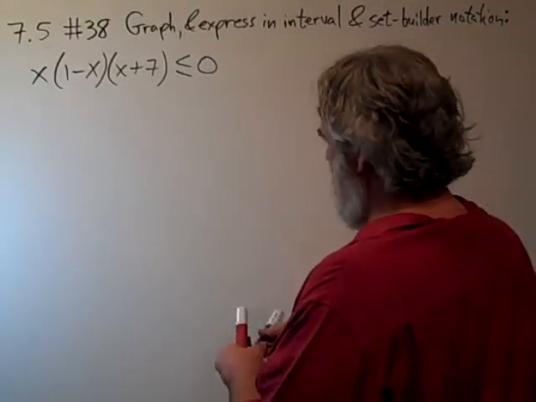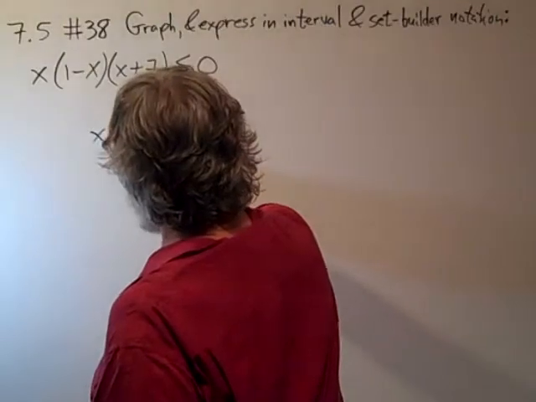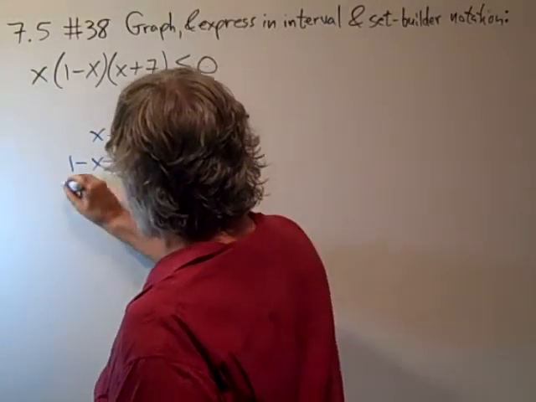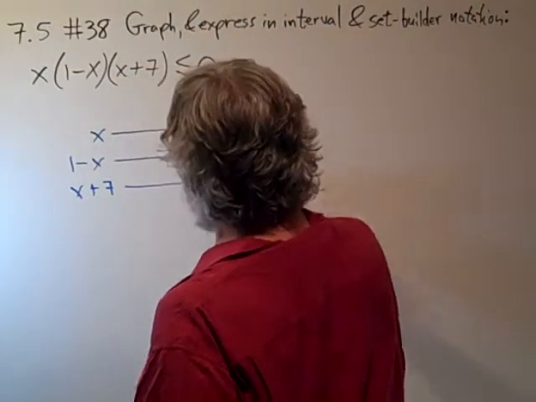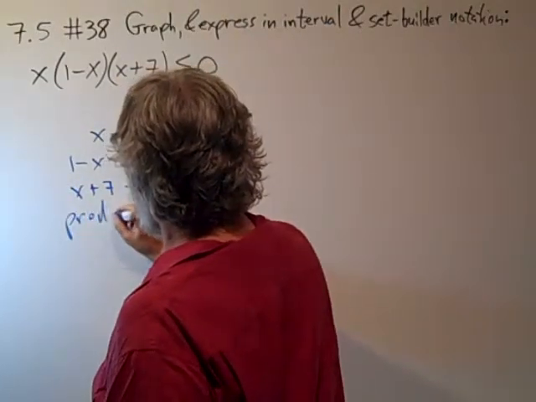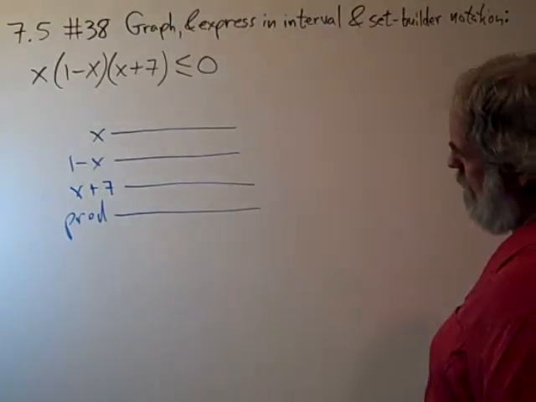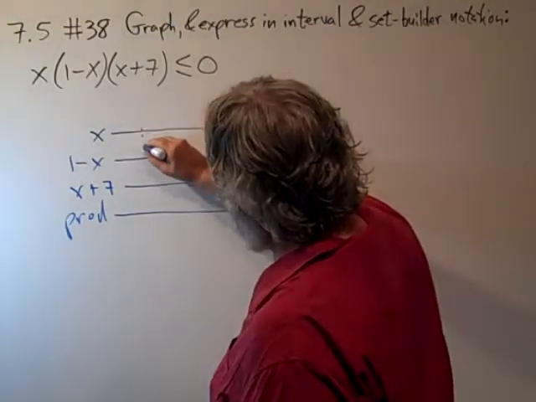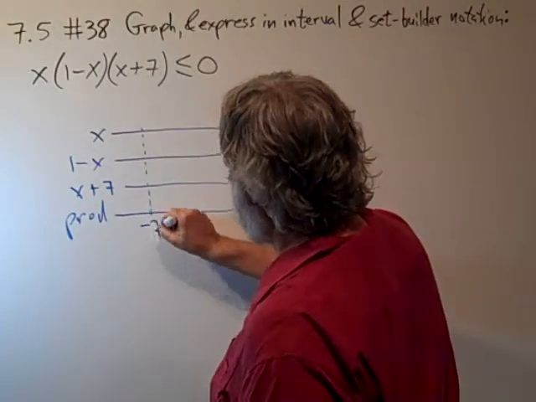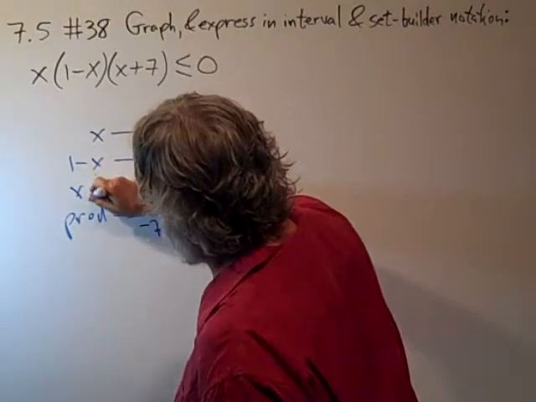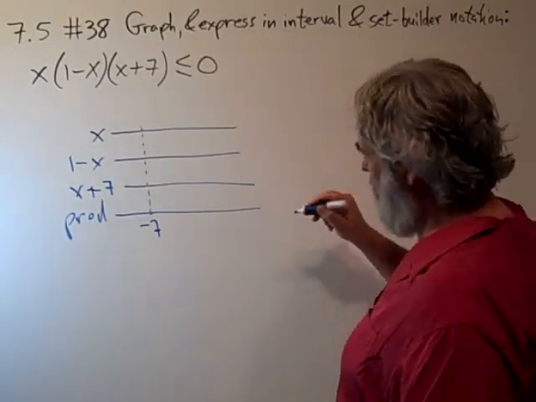For this one we need a line for x, a line for 1 minus x, and a line for x plus 7, as well as a line for the overall product of all of those factors. So to begin with, when x is equal to negative 7, we have a 0 for this. This binomial is equal to 0 when x equals negative 7.